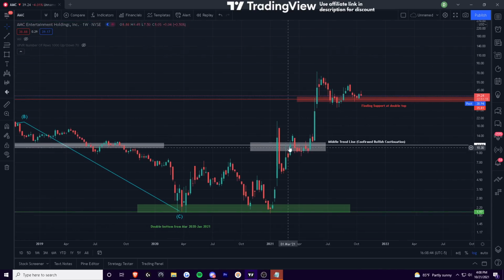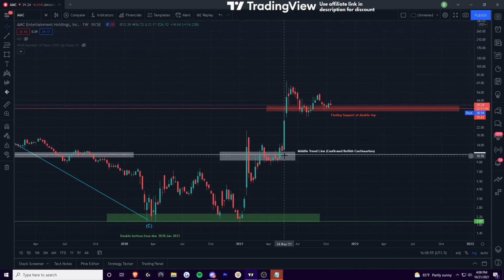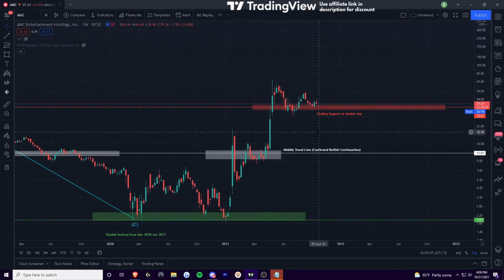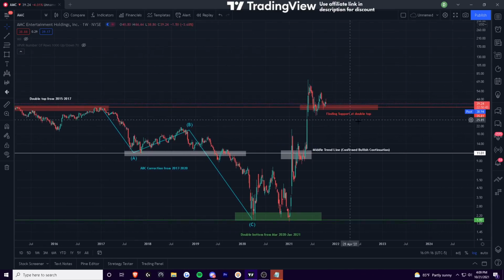Well, we came back up here, and after trading in this zone for a while, we had this move in May to June of 2021 on this middle trend line, or not a trend line, but rather a horizontal support resistance, but behaves similarly to a trend line, and that sent the price up into where we currently are now. We are now finding support at the same zone that we had for our double top in 2015 to 2017, as you can see here.